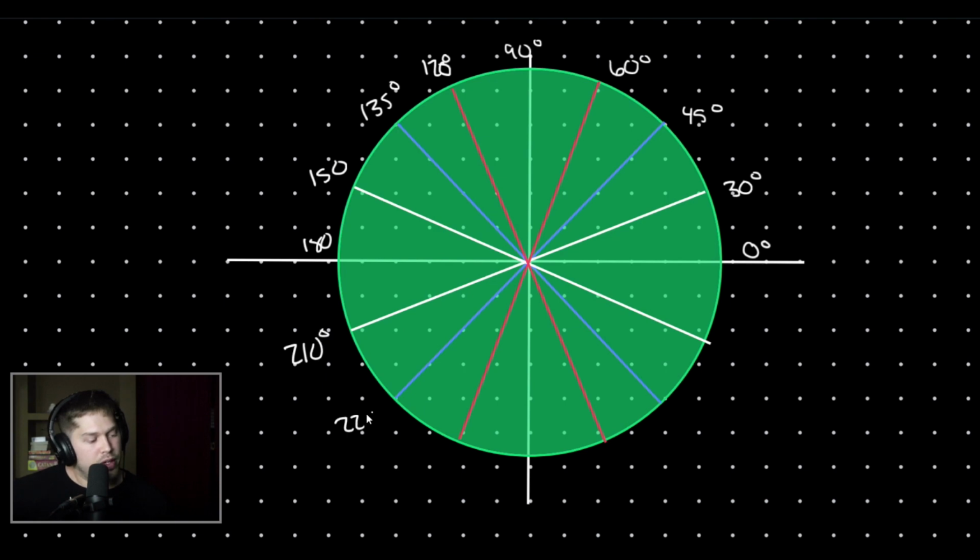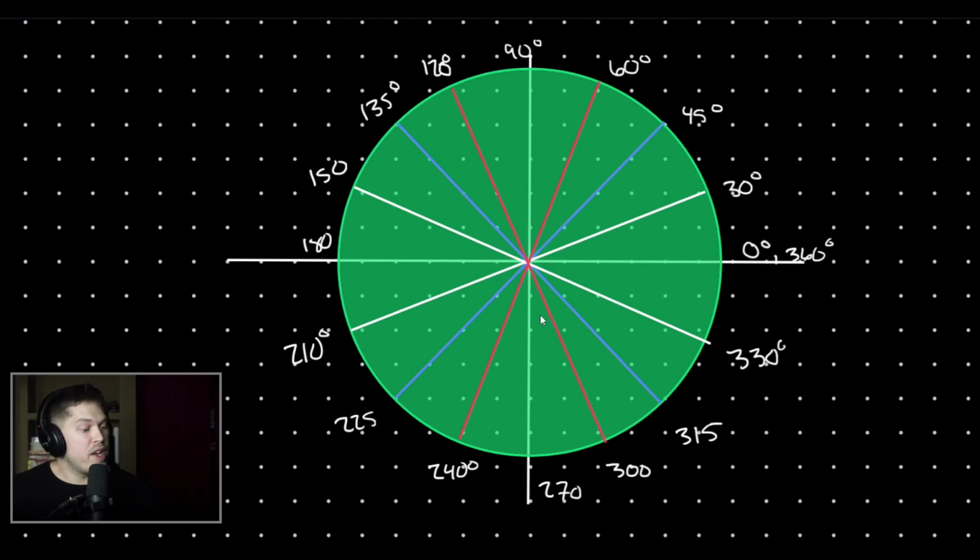Then we have 225. Then next we have 240. All the way down south, we have 270 degrees. Next, we have 300. Then we have 315. And last but certainly not least, we have 330. And then we circle back. The 0 degrees is, of course, also 360 degrees, etc. So there is our full unit circle in degrees.